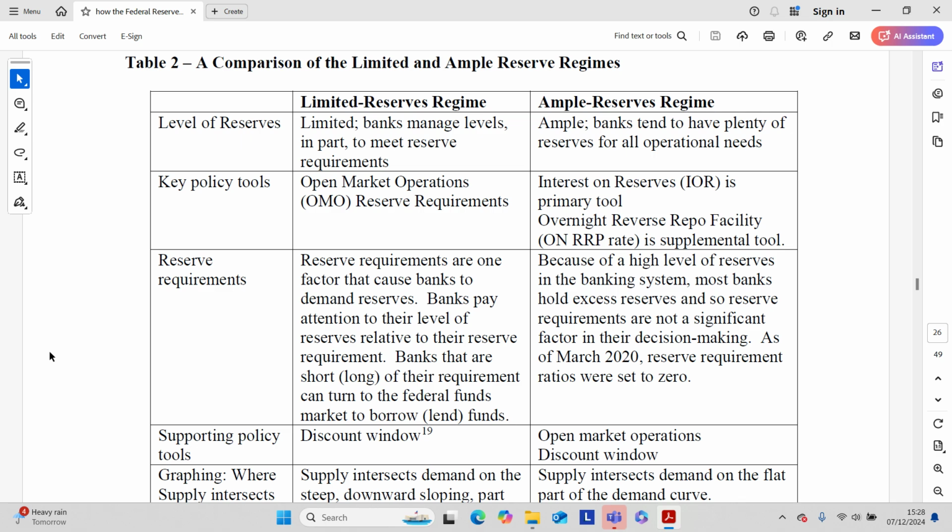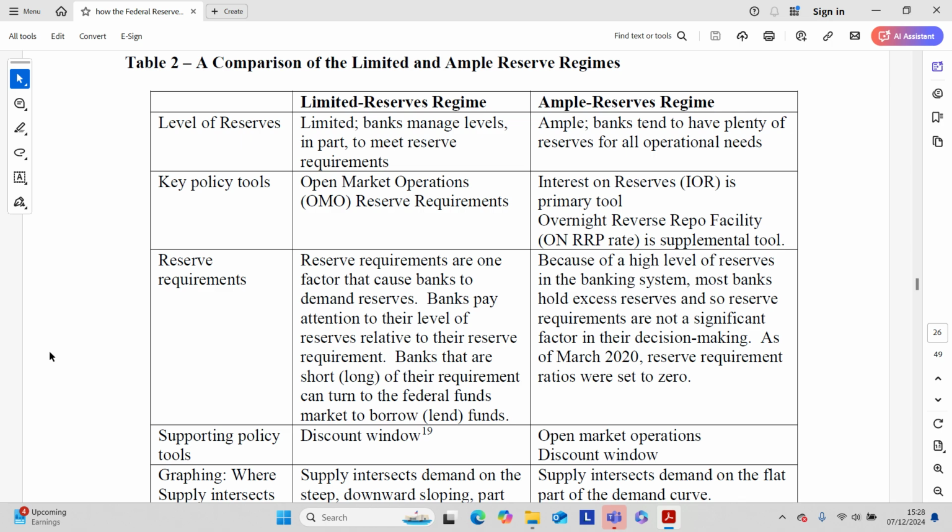On reserve requirements, in the limited regime, reserve requirements are one factor that causes banks to demand reserves. Banks pay attention to the level of reserves relative to their reserve requirements. Banks that are short or long of their requirement can turn to the federal funds market to borrow or lend funds. However, in the ample reserve regime, because of the high level of reserves in the banking system, most banks hold excess reserves, and so reserve requirements are not a significant factor in their decision making. As of March 2020, reserve requirement ratios were set to zero.